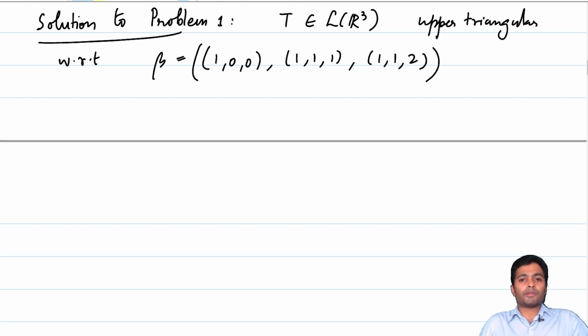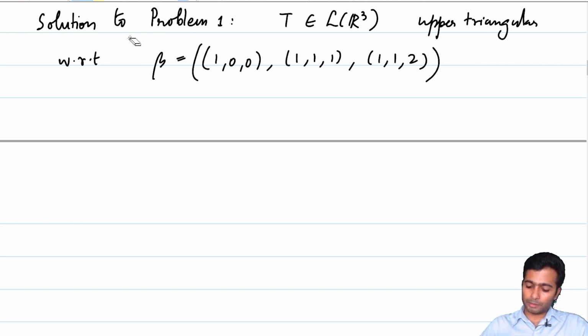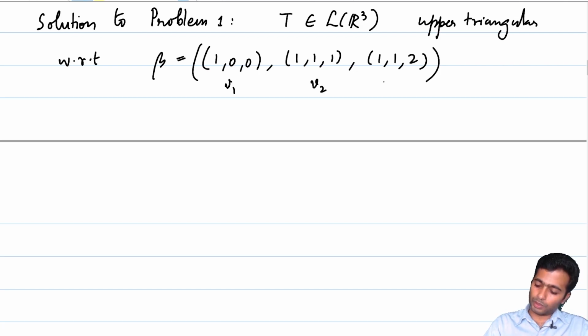So the only thing that we have to do is to apply Gram-Schmidt orthonormalization to beta with respect to the standard inner product. Of course, because it was not mentioned, we will assume that the inner product involved is the standard inner product. So with respect to the standard inner product, let's orthonormalize our given basis. So this is, say, V1, V2 and V3. So W1 prime will be equal to V1 itself.